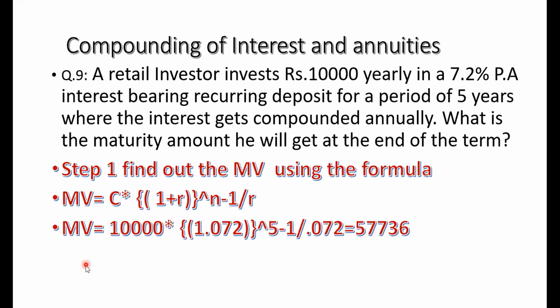So apply this RD formula, which you have to remember: 1.072. Here 7.2 is yearly compounding, so you need not worry. 1 plus R, 7.2% becomes 0.072, so 1.072 to the power 5. All of you try. How many of you are getting it correct?